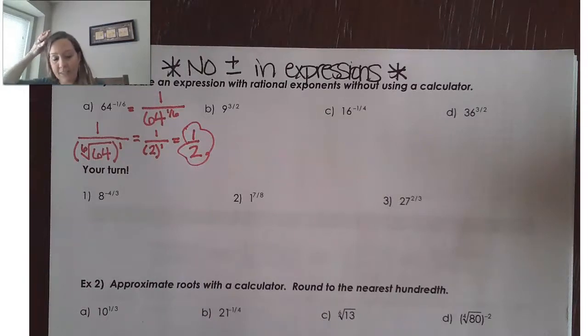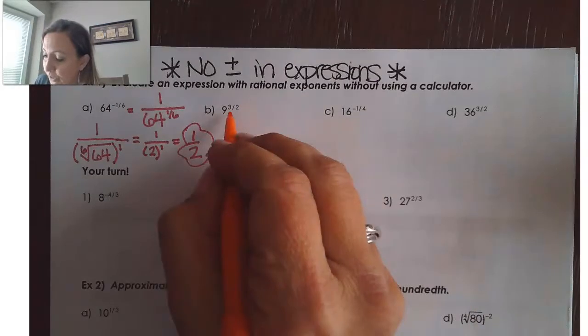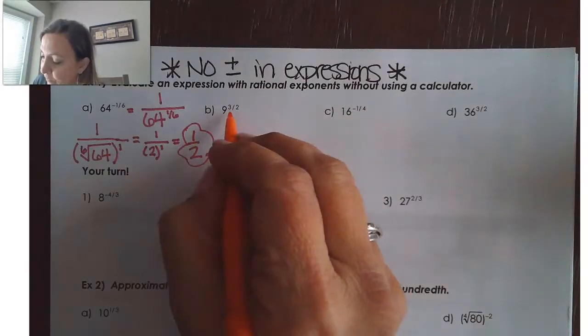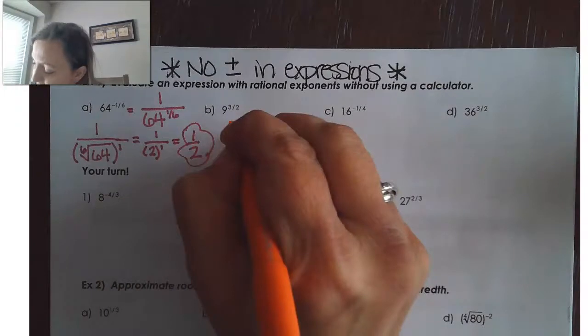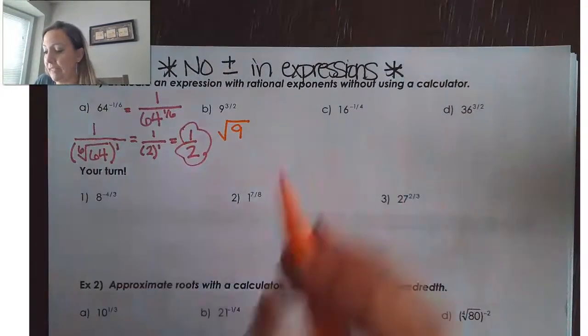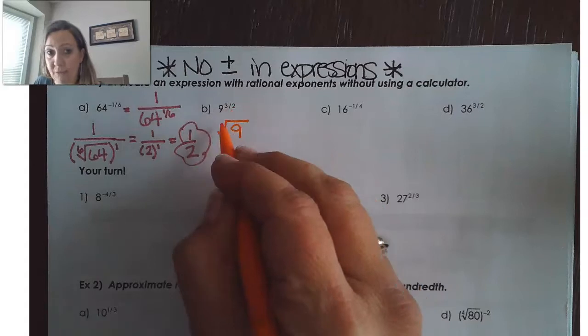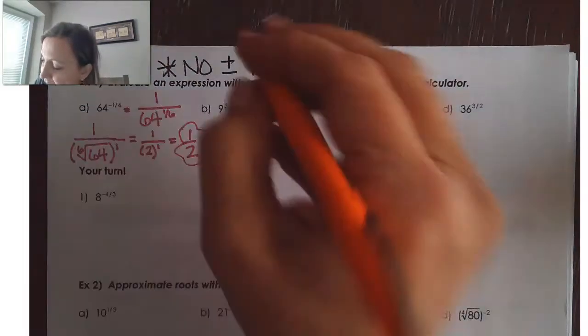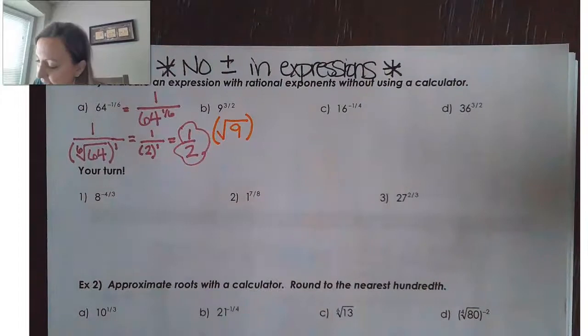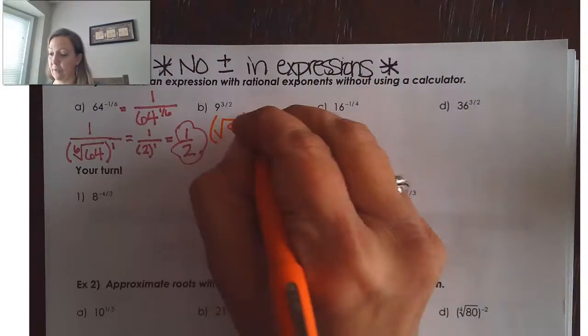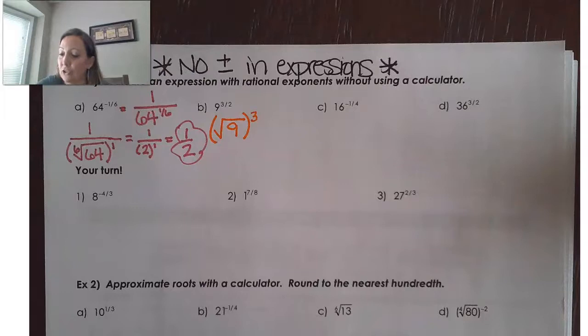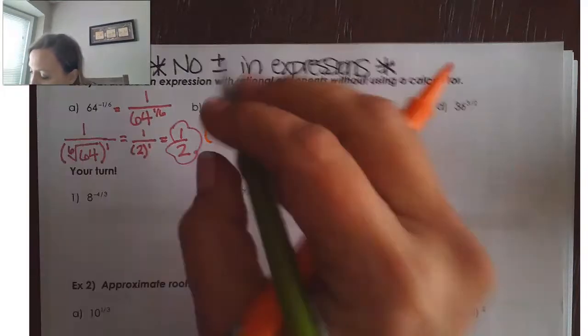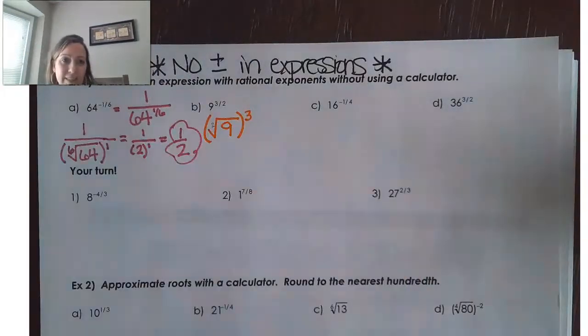What about 9 to the 3/2? Well, this is a positive exponent, so we're good. So we're going to rewrite this with 9 underneath. And remember that the denominator becomes the index of the radical. I'm not going to write a 2 though, because we usually don't write 2 as an index. I'm going to leave that as the square root of 9, and then I'm going to cube it. Okay, so yes, there is a little 2 in here, but we don't write it. Okay, it's kind of silly.